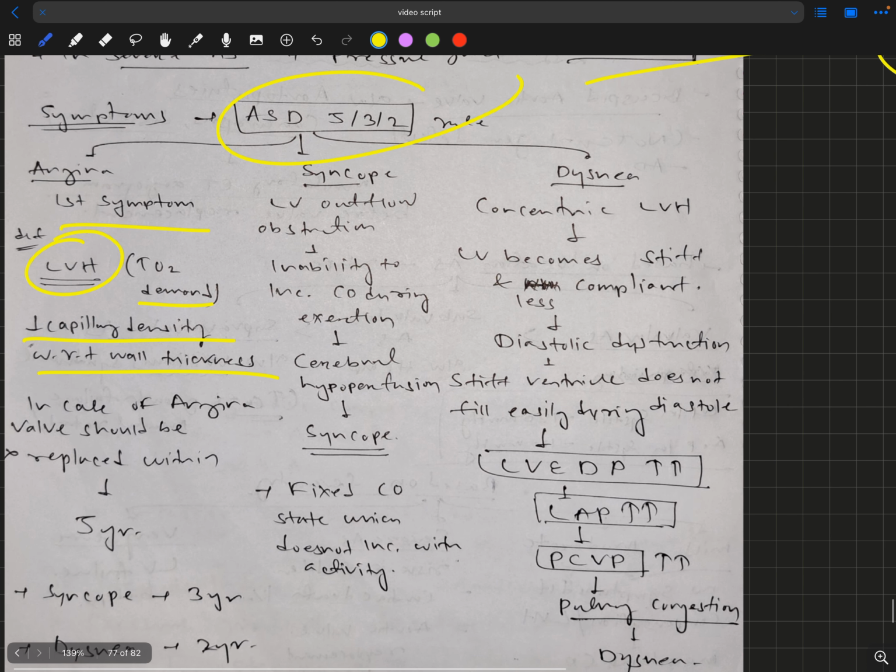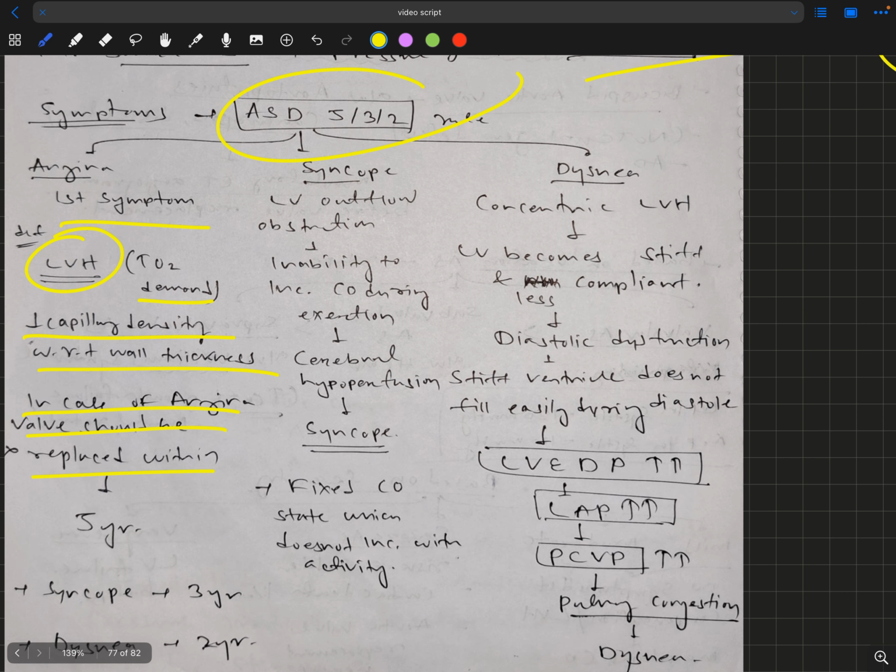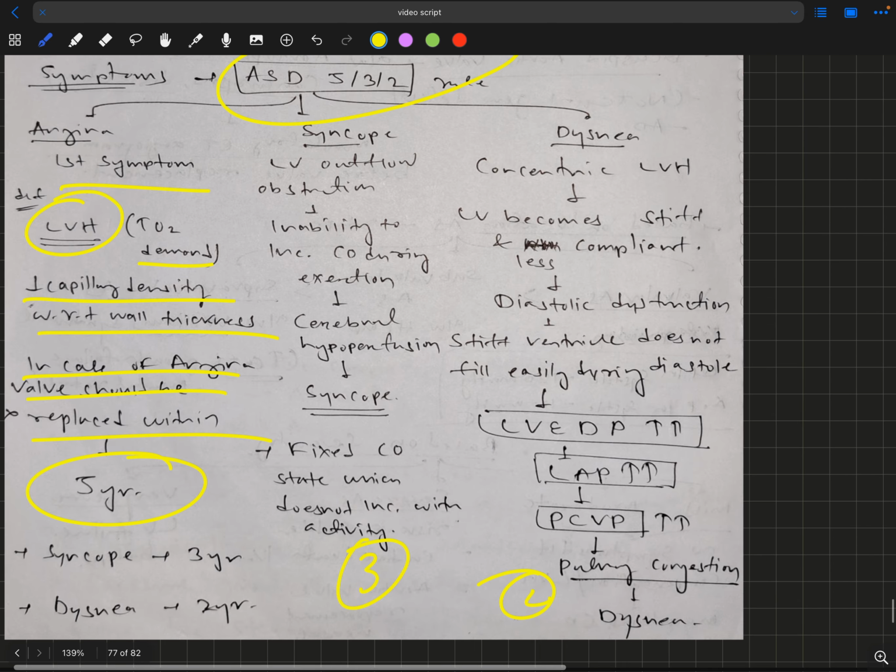In case of angina, the valve should be replaced within 5 years. So this is what 532 means. If you see the first episode of angina, as the first symptom, we have to replace the valve within 5 years. In case of syncope, we have to replace the valve within 3 years, and in case of dyspnea, replace the valve within 2 years. So syncope, 3 years; dyspnea, 2 years.